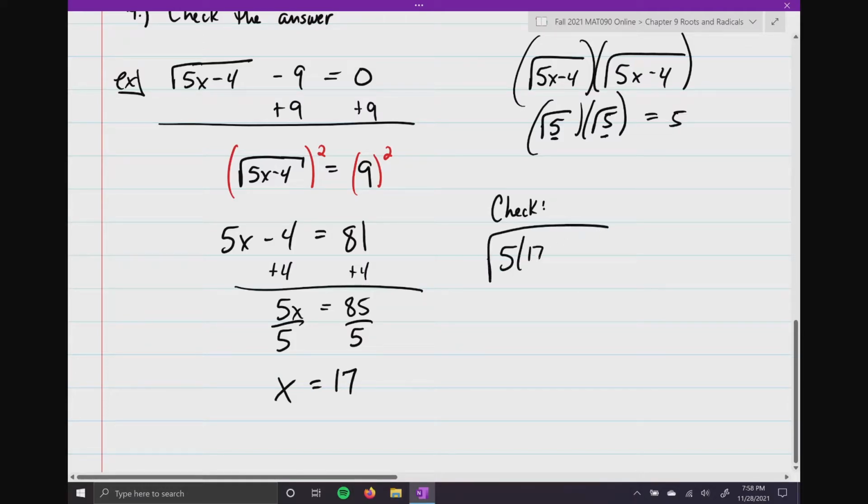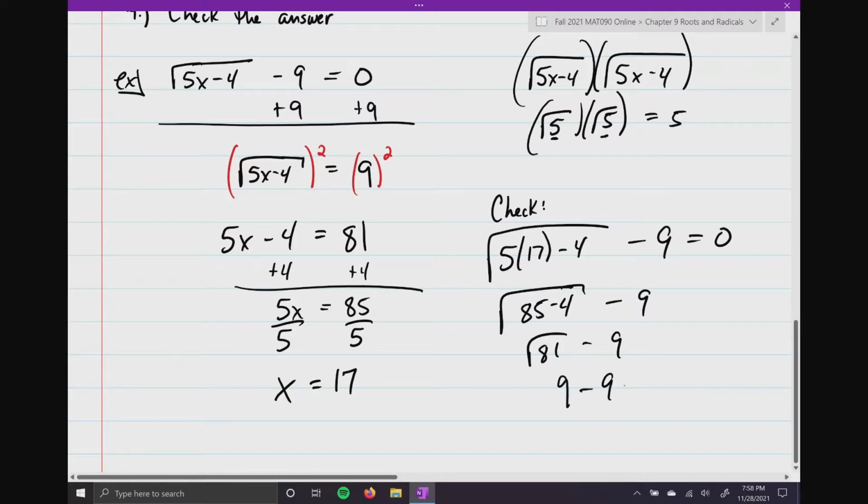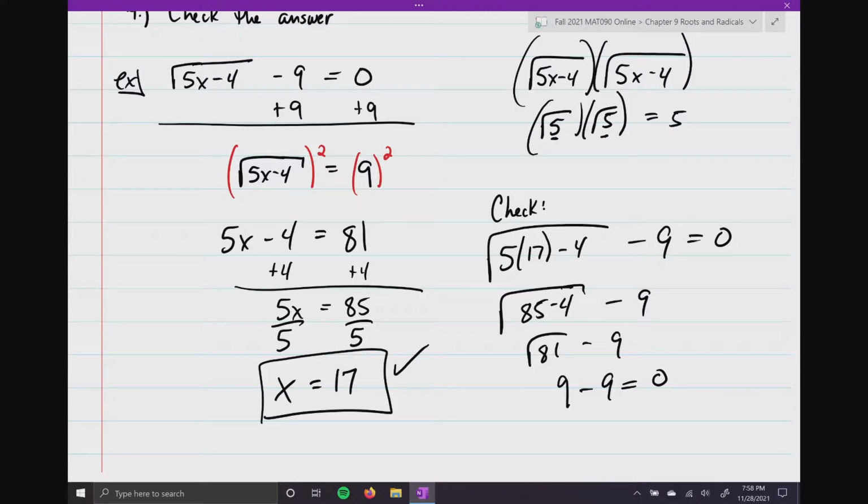The square root of 5 times 17 minus 4, minus 9 should equal 0. All right, so 5 times 17 we know is going to be 85. 85 minus 4 is the square root of 81 minus 9. We know the square root of 81 is 9, minus 9 equals 0. So I feel good about this answer. I can square it, put a block around it, whatever you want to do. Call it a day. To be honest with you, that's as hard as it gets. You follow those steps, every single problem is done the same exact way.